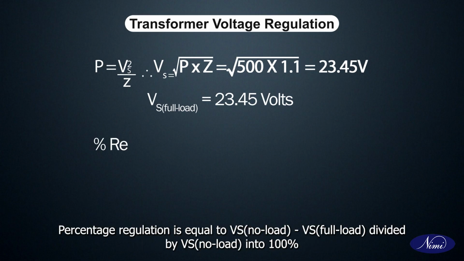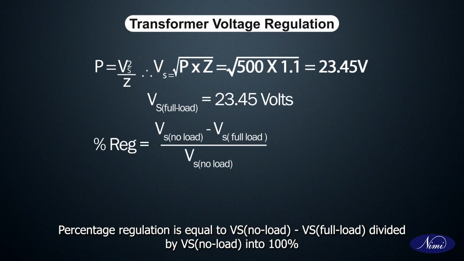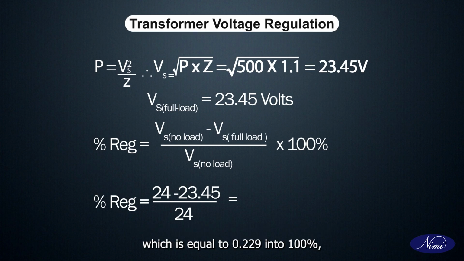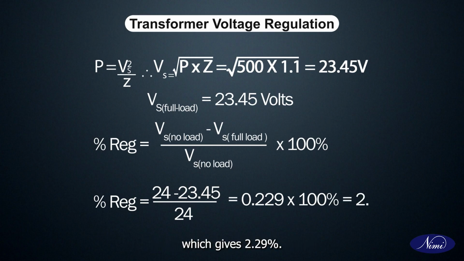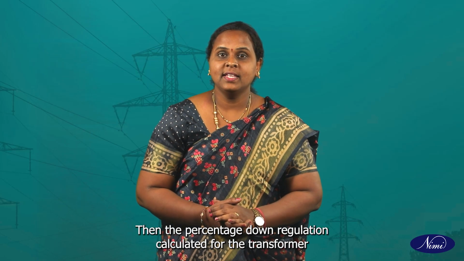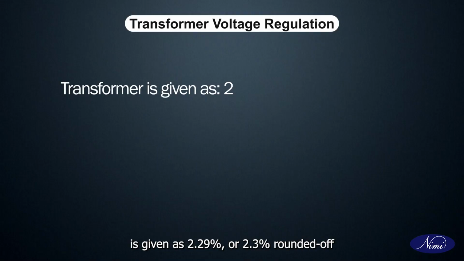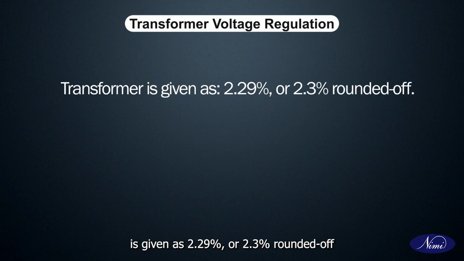Percentage regulation is equal to Vs no load minus Vs full load divided by Vs no load into 100%. Percentage regulation is equal to 24 minus 23.45 divided by 24, which is equal to 0.229 into 100%, which gives 2.29%. Then the percentage regulation calculated for the transformer is given as 2.29%, or 2.3% rounded off.